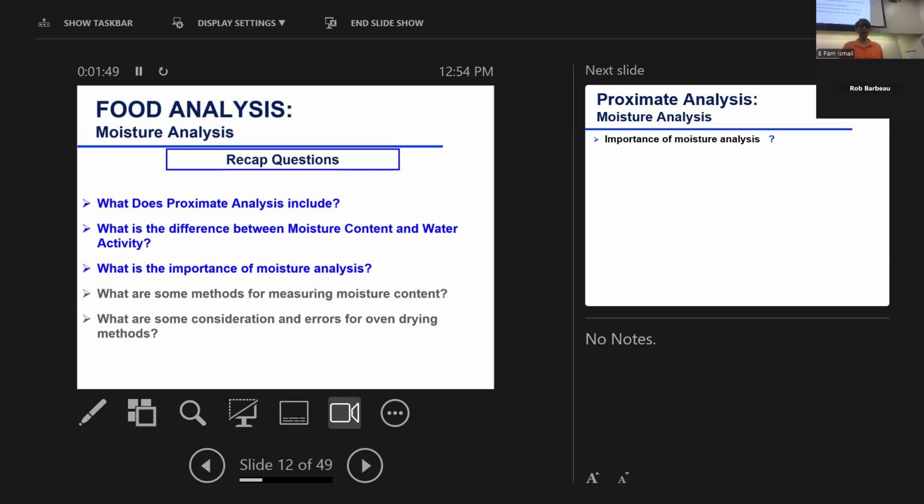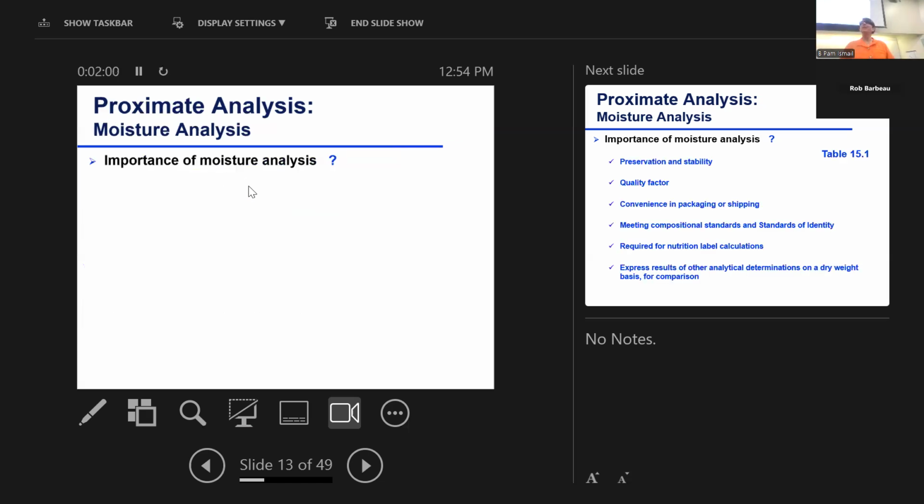So did we talk about importance of moisture analysis or not yet? Okay, so we're going to talk about it now. What's the importance of moisture analysis, do you think? And moisture analysis, what does it include? Moisture content and water activity. So when we say moisture analysis, it includes both. Yes, Kristen.